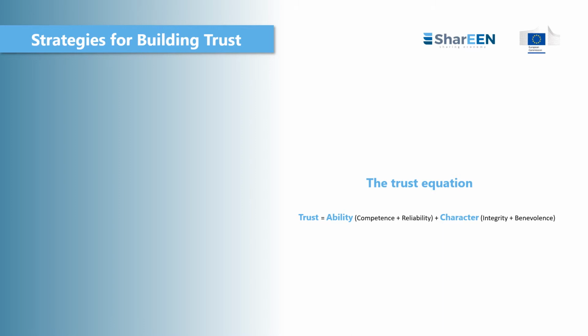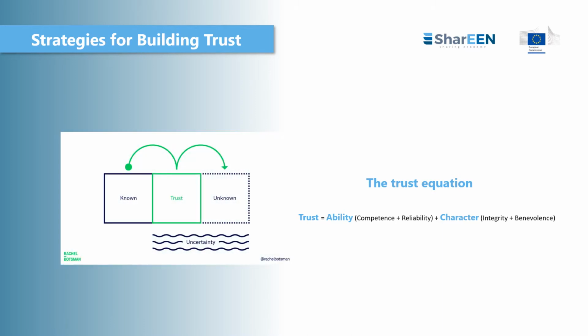And we will start with understanding the trust equation by Rachel Botsman. Here she explains that trust equals the ability, which equals the competence and reliability, plus the character, integrity, and benevolence. Competence shows how capable the person is to do a certain job. Reliability relates to the consistency of the person's delivery of the job. Integrity is about honesty and fairness, and benevolence is about whether the person cares about the goal, their empathy and goodwill.